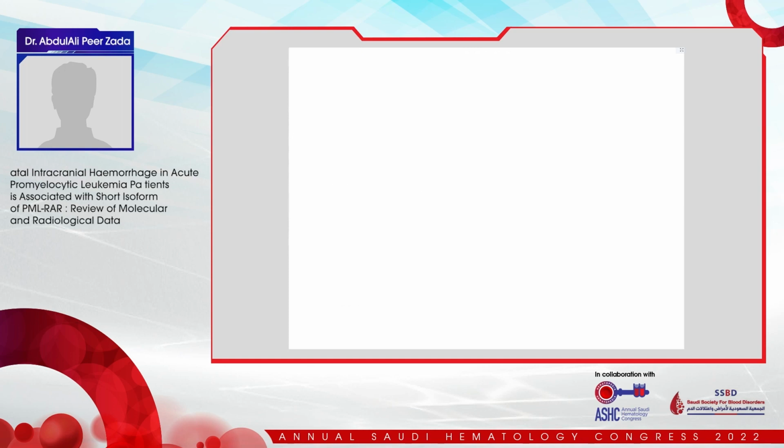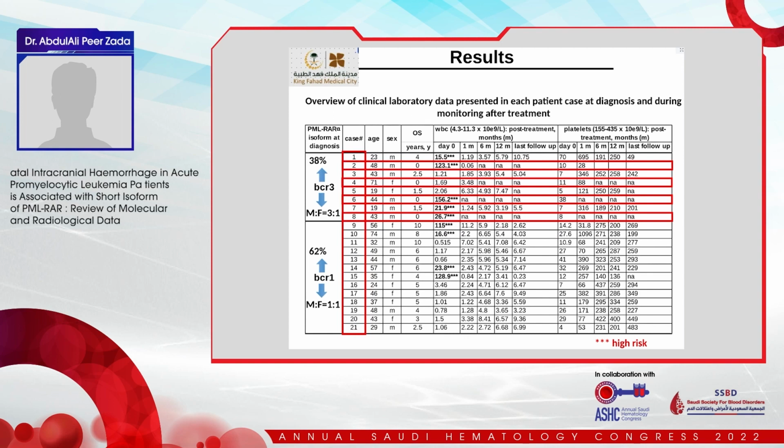Next, please. But if you see our data, we analyzed our PML-RARA data, and this slide will show you an overview of the clinical data we have. We had a total of 21 patients, of which 8 patients, 38%, were BCR3 positive with male predominance. As you can see, the male-female ratio was 3:1, and there were 13 patients with BCR1, 62%. I have highlighted 4 boxes here.